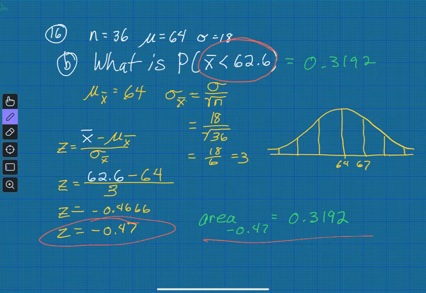It can also be interpreted as 31.29%. Probability can be expressed either as a decimal or as a percentage.